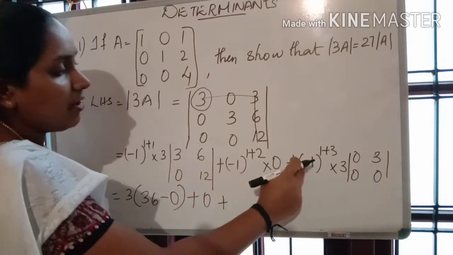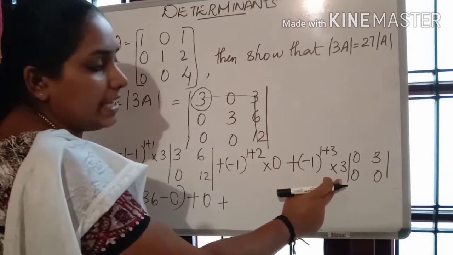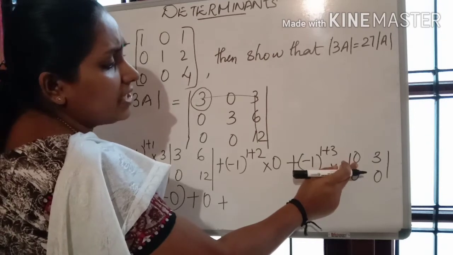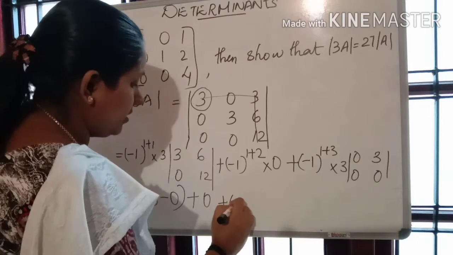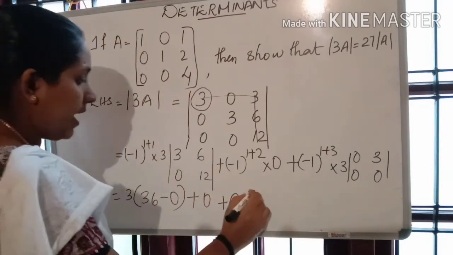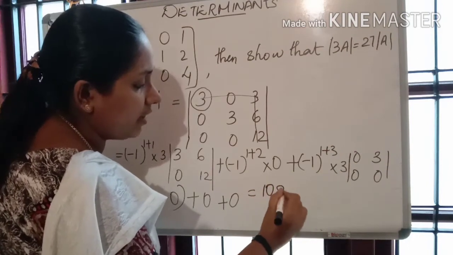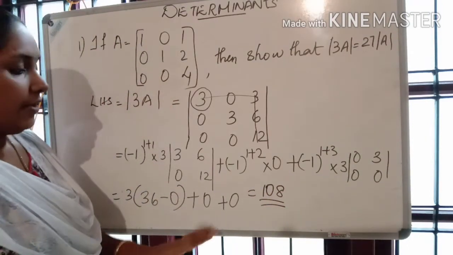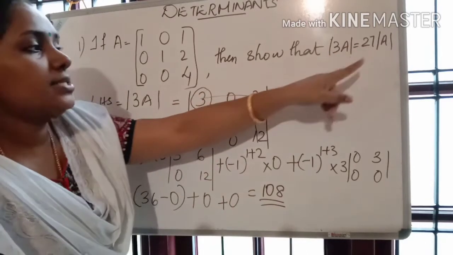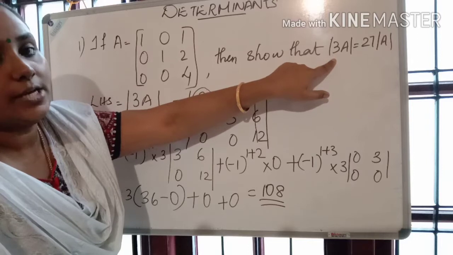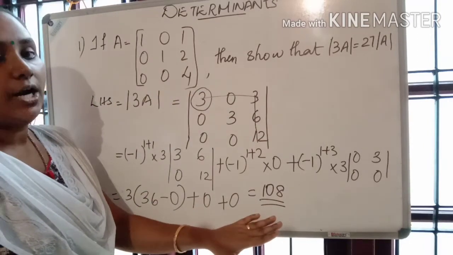See here also, minus 1 power 4, that is plus 1, into 3. The matrix determinant is 0 minus 0, that is 0, and 0 into 3 is 0. We get the answer as 3 into 36, that is 108. Here we are going to show that LHS is equal to RHS. We found the value of the determinant of 3A. Here we got 108.